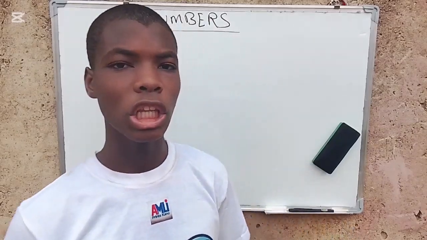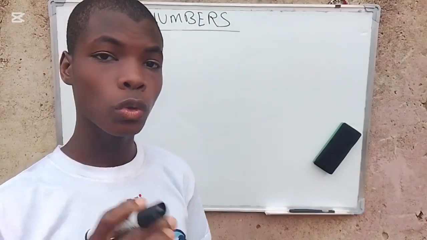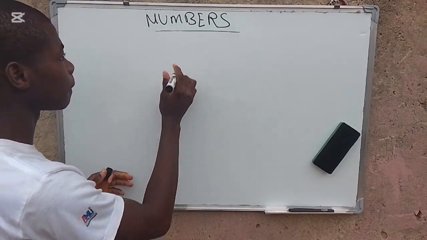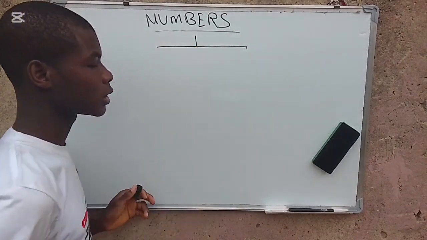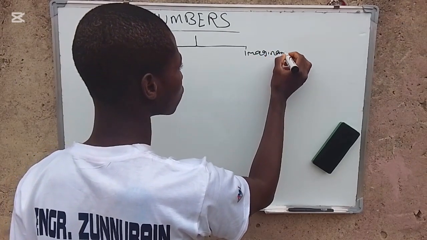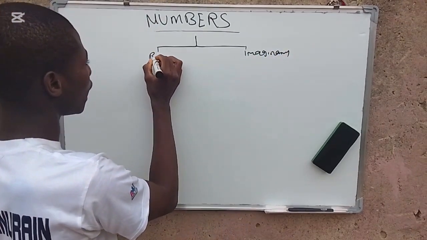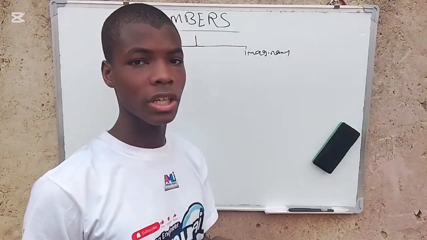So, if we say numbers, we have two types of numbers that we may be familiar with. The first one is the imaginary numbers, and then we have the real numbers. So what are imaginary numbers?